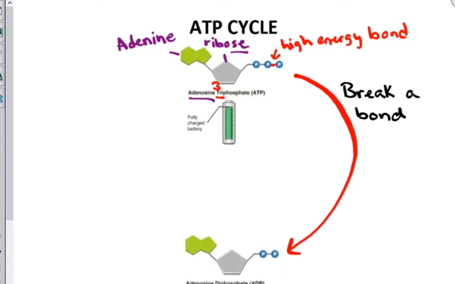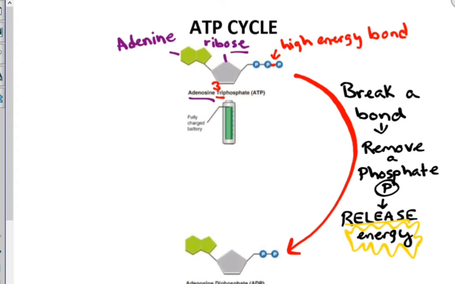I break a bond. Is that going to add or remove a phosphate? I'm going to do this a little different than I did in the last class. We're going to write it kind of like a flow chart. Breaking a bond removes a phosphate. Do you want me to write out phosphate, or do you want me to use a P with the circle like you'll see in the diagram? I'll do both. I got you. So, last thing, is that storing energy or releasing energy? Releasing.